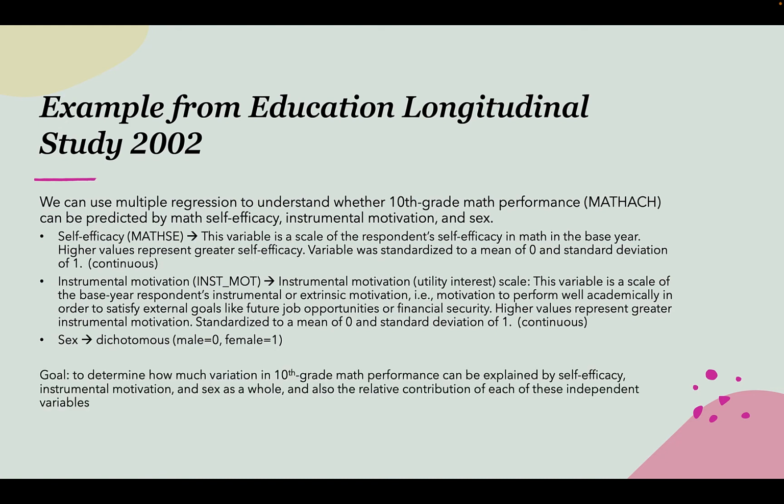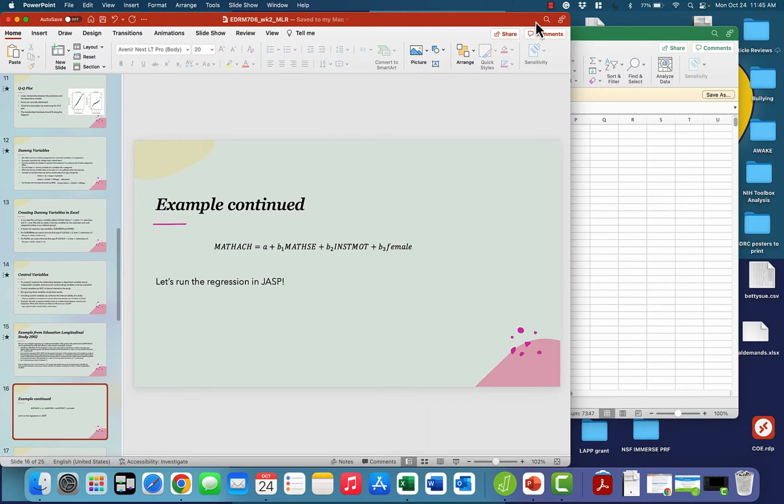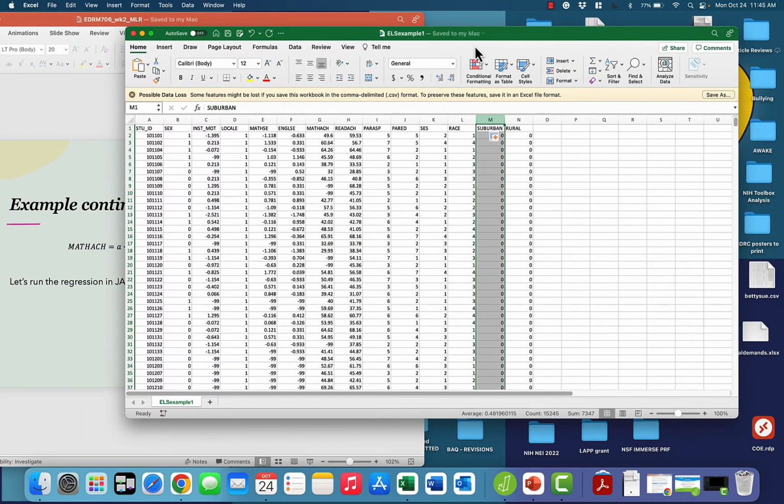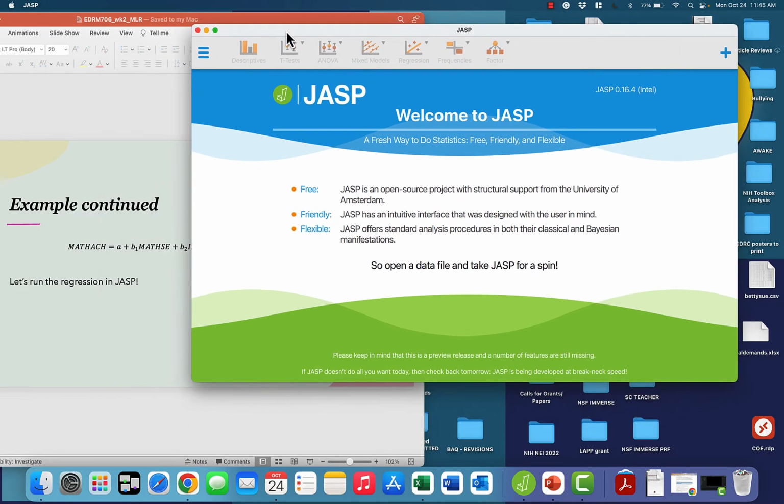Our goal is to determine how much variation in 10th grade math performance can be explained by self-efficacy, instrumental motivation, and sex as a whole, and also the relative contribution of each of these independent variables. All right, so this is the line that we want to estimate. Let's run the regression in JASP. We want to open this ELS example 1 CSV in JASP, so I'm going over to JASP.